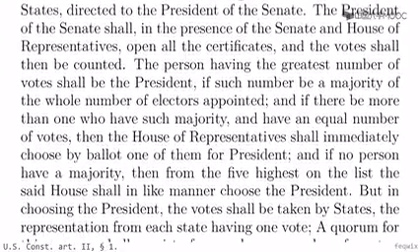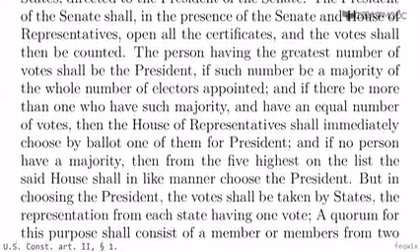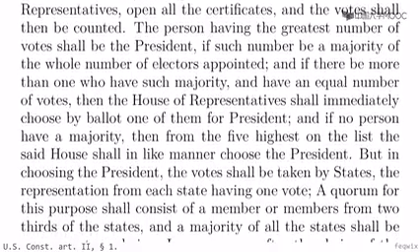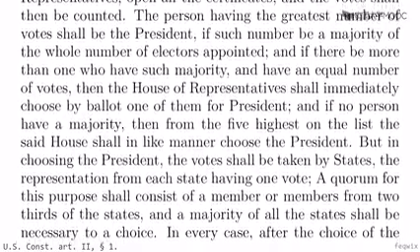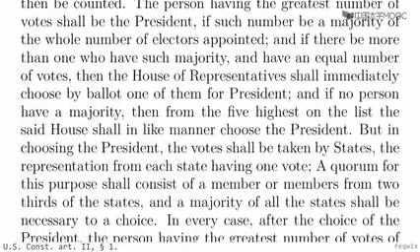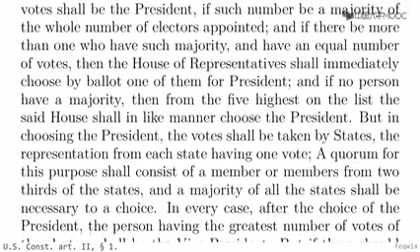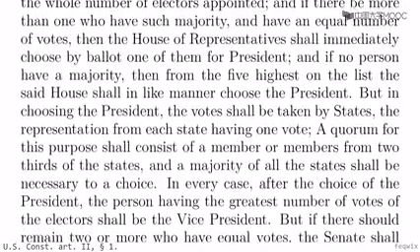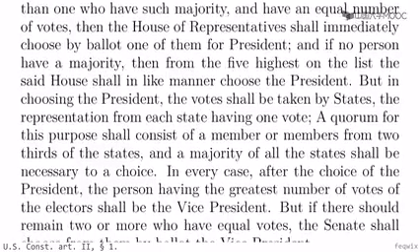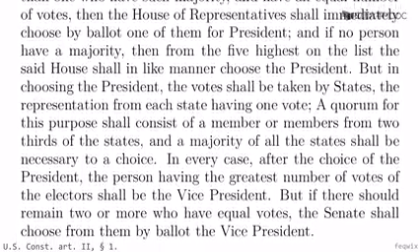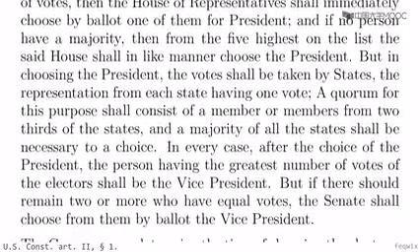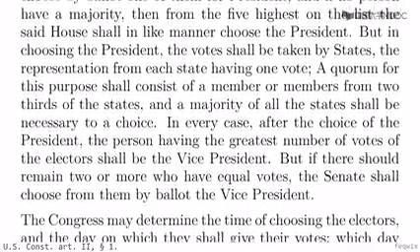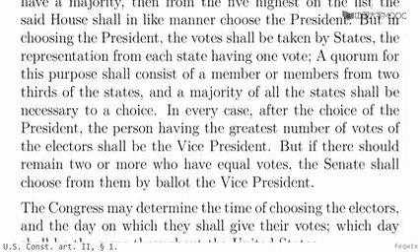And if there be more than one who have such majority, and have an equal number of votes, then the House of Representatives shall immediately choose by ballot one of them for President. And if no person have a majority, then from the 5 highest on the list, the said House shall in like manner choose the President. But in choosing the President, the vote shall be taken by states, the representation from each state having 1 vote. A quorum for this purpose shall consist of a member or members from 2/3 of the states, and a majority of all the states shall be necessary to a choice.